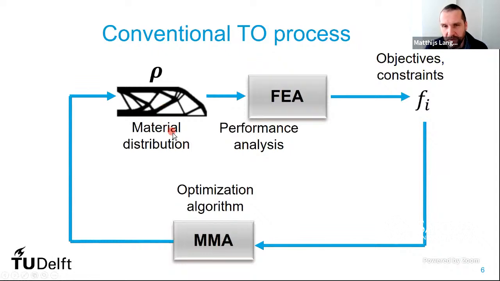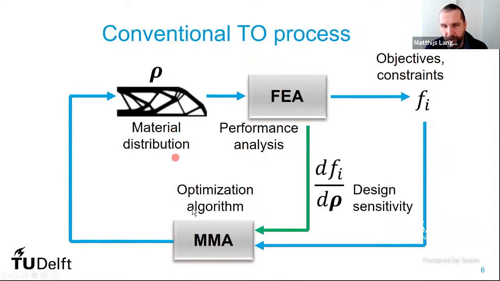Now, one ingredient is missing here, and that is that we use a gradient-based optimization approach. So we also need gradient information, so-called design sensitivities, which is essentially the derivatives of the responses that we are interested in with respect to the design variables that we are controlling. So calculating these is an important part, because otherwise we cannot do an efficient gradient-based optimization.